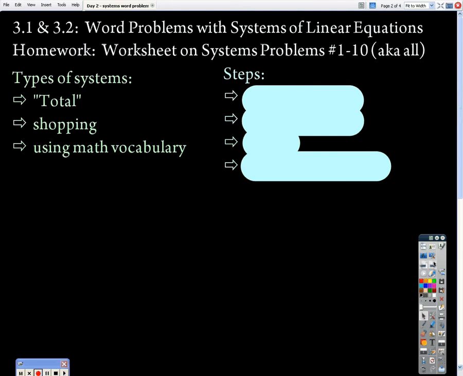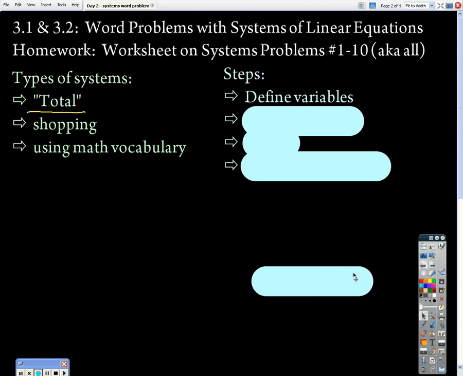Alright, there are three types of systems we're going to write equations for. The first type is what I like to call a total problem because it somehow involves the word total. The second type is a shopping problem because, like it sounds, it involves shopping or the purchasing of some kind of object. The third type is just the old-fashioned problem where we're just going to use math vocabulary to write our equations.